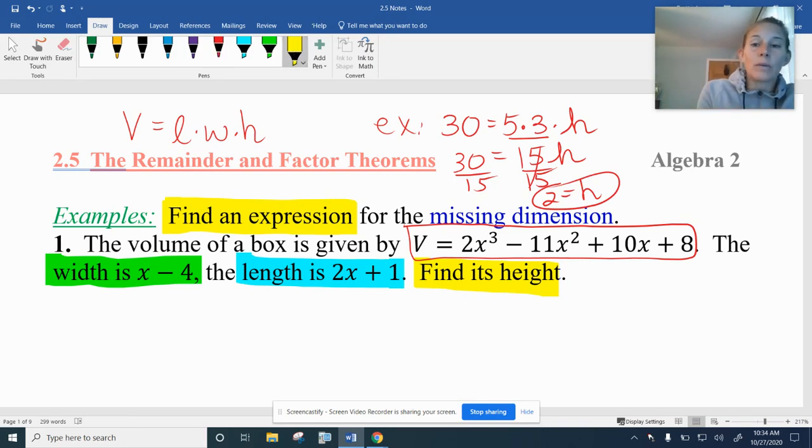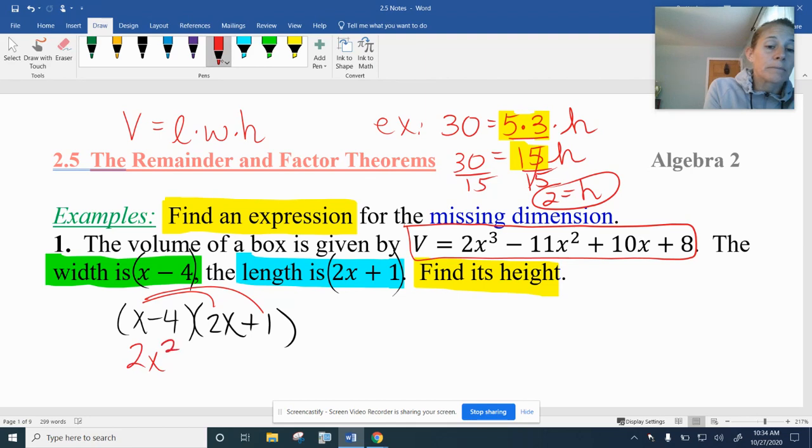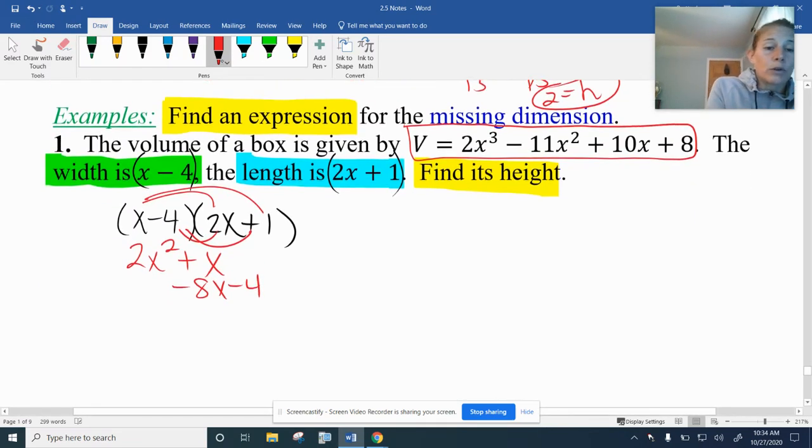So notice the first thing that we did here was we multiplied together the 2 dimensions that we did know. So in this particular problem, that would be the x minus 4 for the width and the 2x plus 1 for the length. So the first thing we want to do is multiply those 2 factors together, and we can do that just by using the distributive property. And then, of course, we're going to combine those like terms, so we get 2x squared minus 7x minus 4.